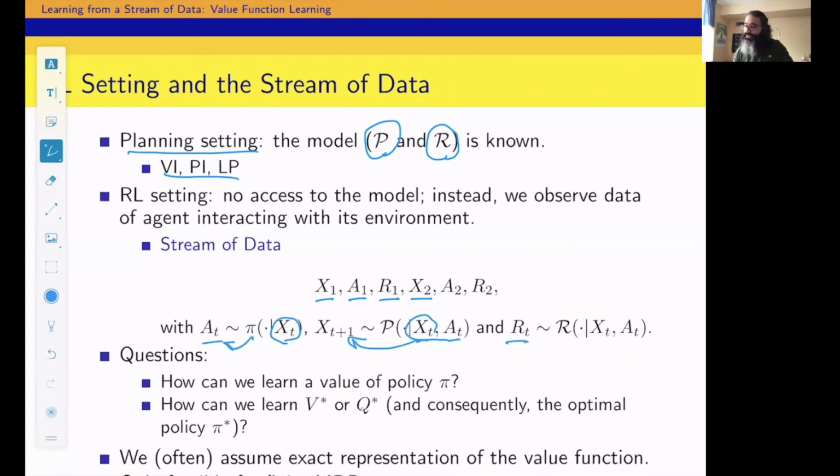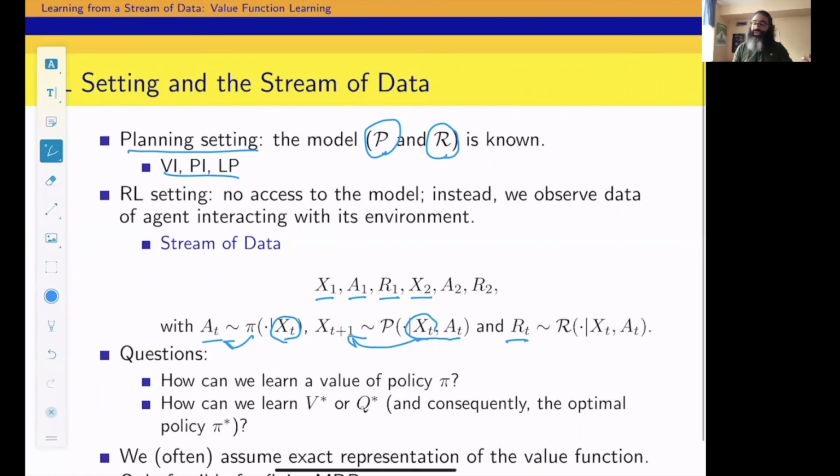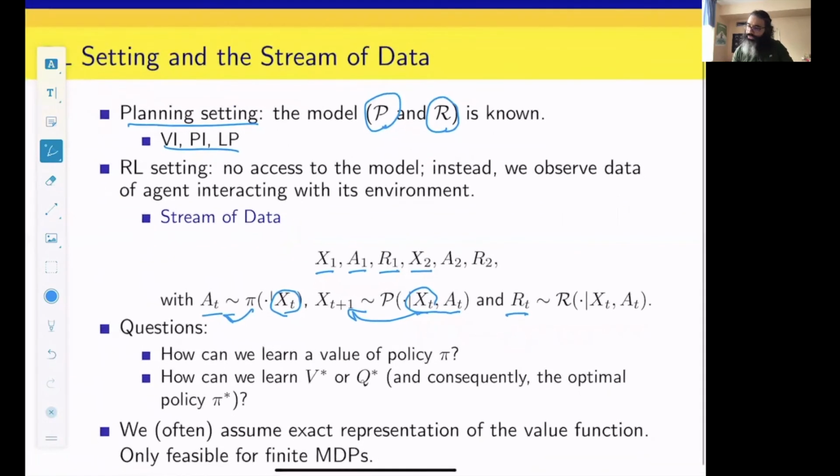And the question is how we can learn, say, V^pi, or V star or Q star, and then eventually pi star. And in this lecture, one assumption that you will notice is that I assume that the agent can represent these value functions exactly. So there is no approximation in the representational power of the agent. The agent doesn't use any function approximator.